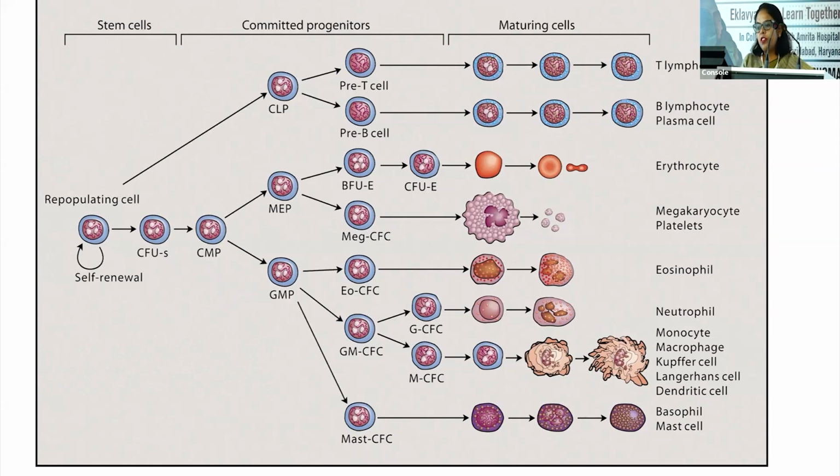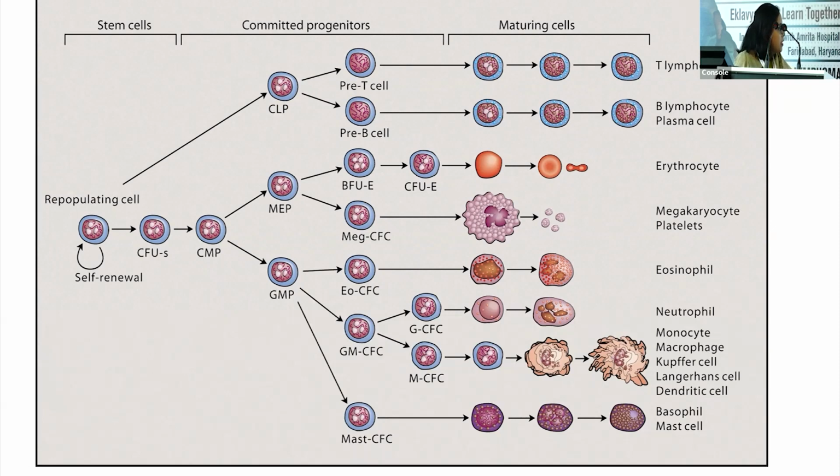Then moving on to the common myeloid progenitors. The common myeloid progenitor again differentiates into MEP, which is megakaryocytic erythroid progenitor, and GMP, which is granulocytic monocytic progenitor. The MEP further differentiates into burst forming unit erythroid, and through the committed progenitor phase of BFU-E and colony forming unit erythroid, it differentiates into proerythroblast, then early, intermediate, and late normoblast, and finally the mature erythroid cells. Similarly, the megakaryocytic colony-forming cells differentiate into megakaryocytes, from which platelets bud off.